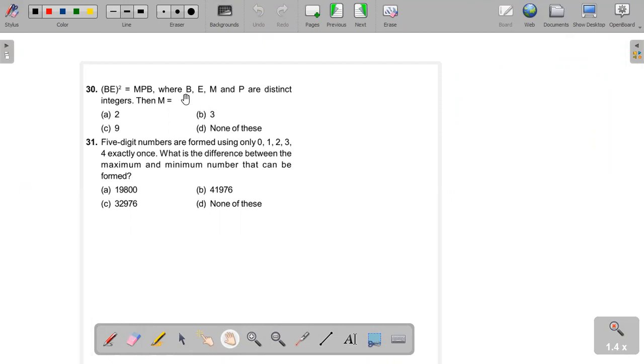So b square is equal to mpb, where all digits are distinct, then m is equal to, okay, I will take b, as I need to take one whose digits are all distinct. If I take 17, then 289 will come. All are distinct, we have to find m, the first such number.